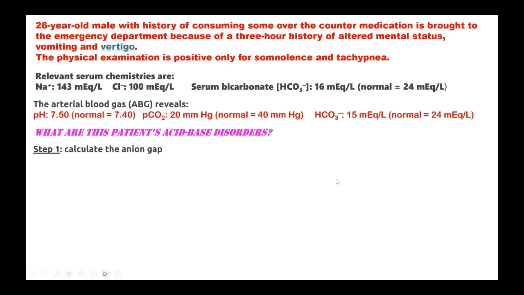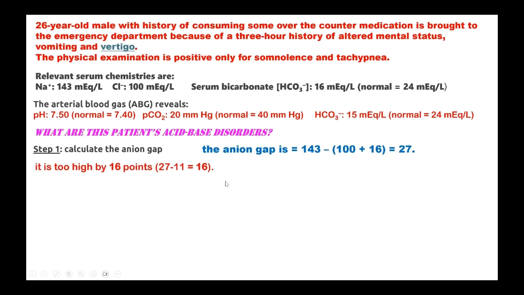How do you calculate the anion gap? Sodium minus chloride plus bicarbonate. So here potassium is not given, so take the sodium alone. Chloride is 100, bicarb is 16. So 116 taken out from 143. Anion gap is 27. So it is too high by 16 points.